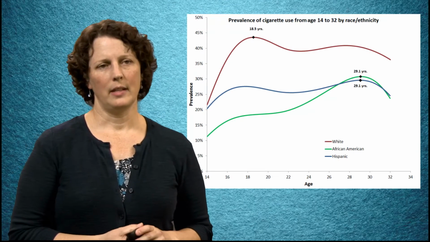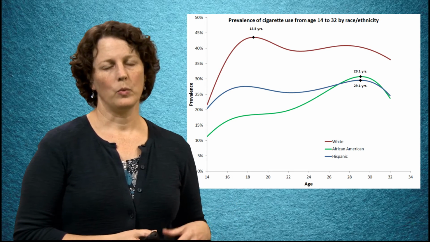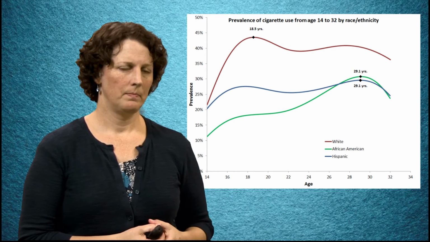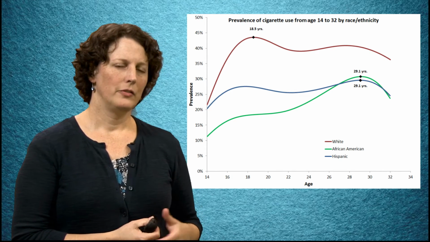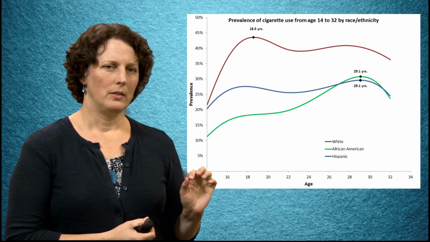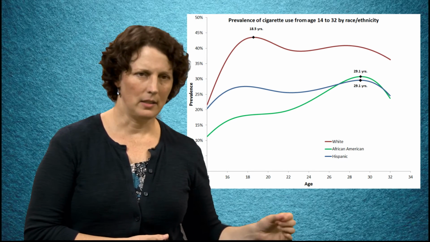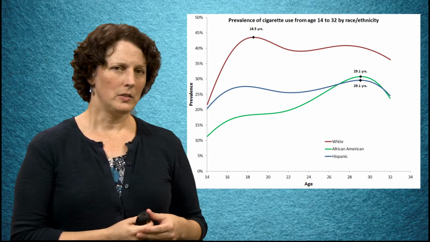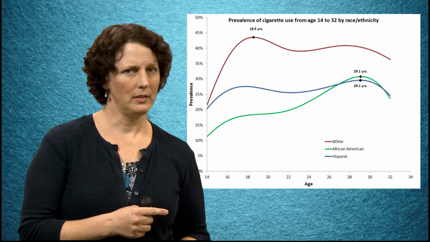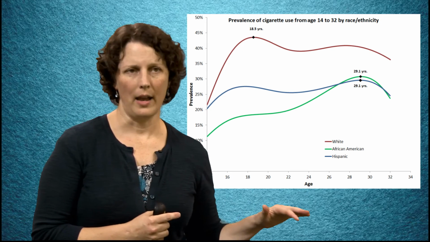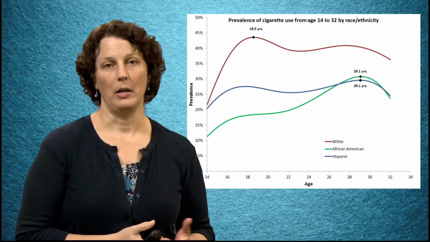We also examined race ethnicity as a moderator of smoking rates across age. The red line shows the rate of smoking for white individuals, and the green line shows the rate of smoking for African Americans. And the first thing we see is that the rate for whites is significantly higher than the rate for African Americans across the entire age range. We also see that the blue line, Hispanic individuals, start out with rates very similar to those of whites, but they're very flat across age, and they land at rates very close to those of African Americans.